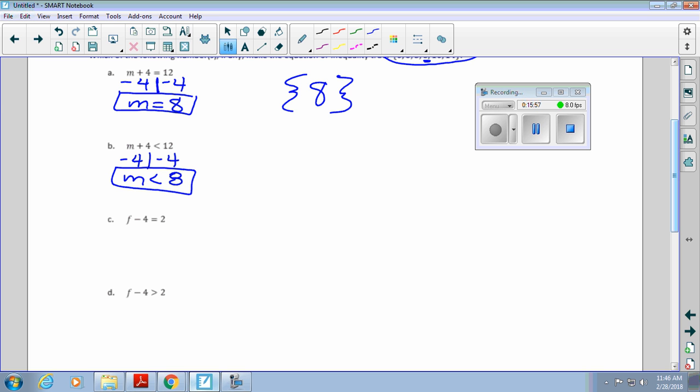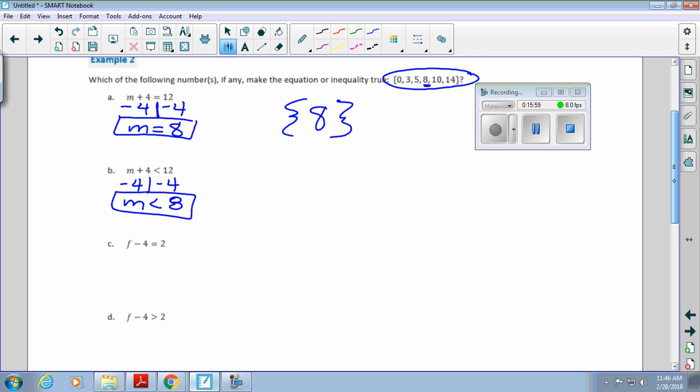So we know m has to be less than 8. So what we could do is go through and figure out which of these numbers is less than 8. Is 0 less than 8? You start with your lowest numbers. You want to list these from least to greatest. Is 0 less than 8? Yes. So that's a possible solution.